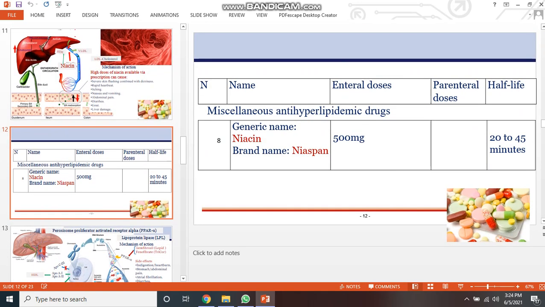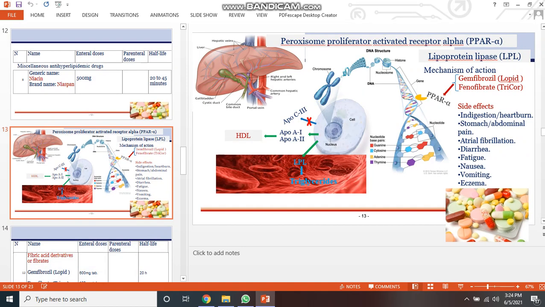Next one is the drug names for miscellaneous antihyperlipidemic drugs. Niacin, brand name Niaspan. Their initial dose is 500 mg and half-life is 25 to 45 minutes. And peroxisome proliferator-activated receptor alpha, that is lipoprotein lipase. Mechanism of action is lowering lipids or triglycerides.